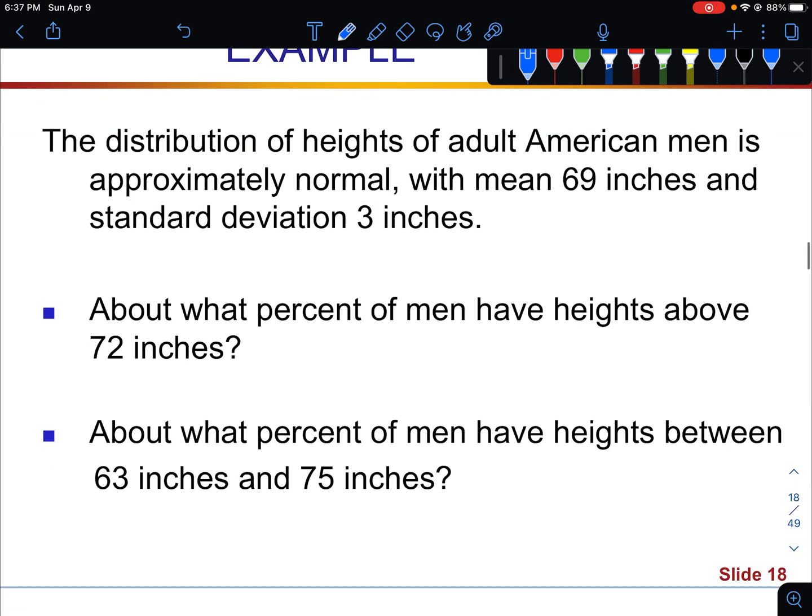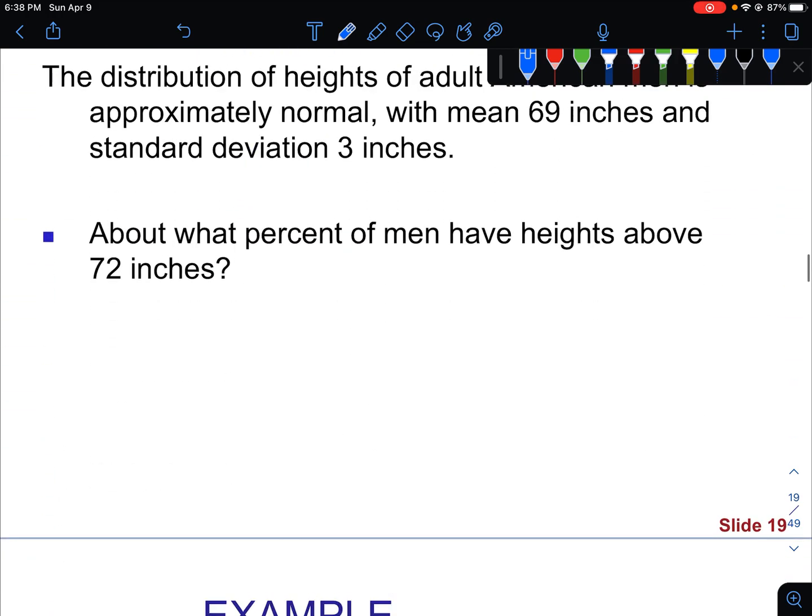One more example that we'll talk about is finding the percentage. The distribution of heights of adult American men is approximately normal. So again, they're stating that vocab word that we briefly talked about, with a mean of 69 inches and a standard deviation of 3 inches. So we want to find what percent of men have height above 72 inches. And again, keyword above. And about what percentage of men have heights between 63 and 75 inches. So on the next page, I have some more space here.